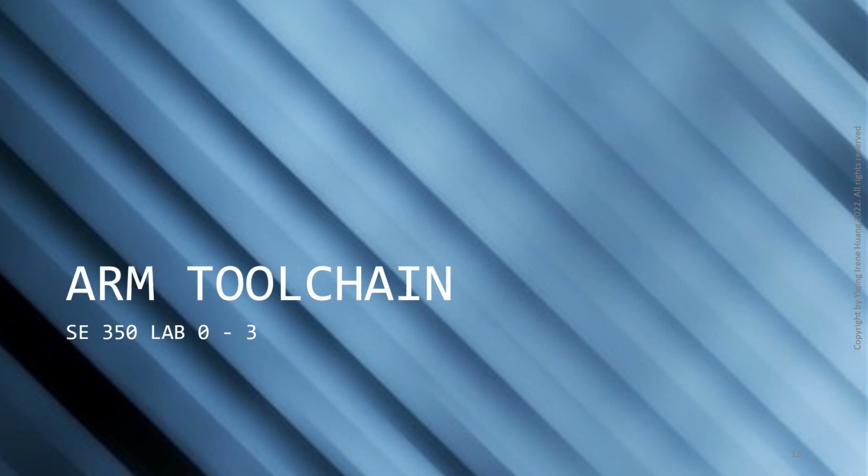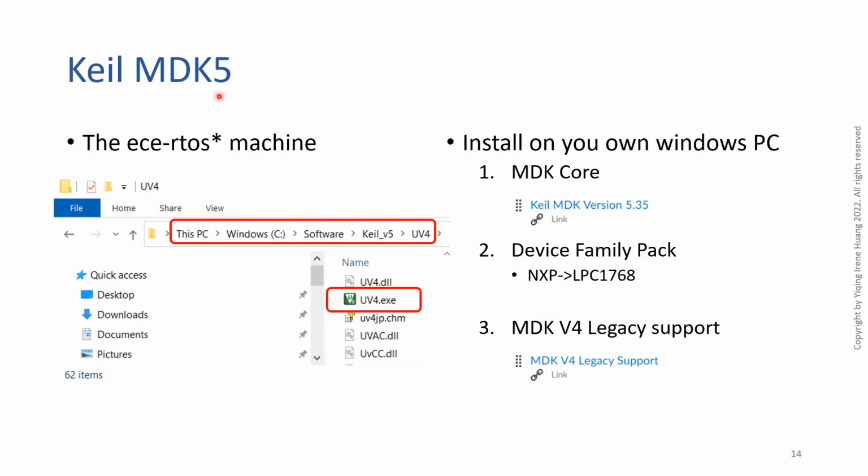We've just seen how to use the Keil ARM toolchain to create the HelloWorld and to run it. Now let's talk more about this toolchain. The Keil MDK5 is the main toolchain we're using. On the school computer, the software is on the C drive, in the software, Keil_v5, UV4 folder. There is a uv4.exe executable that will launch the IDE. Please install this IDE on your own computer. This installation is pretty straightforward.